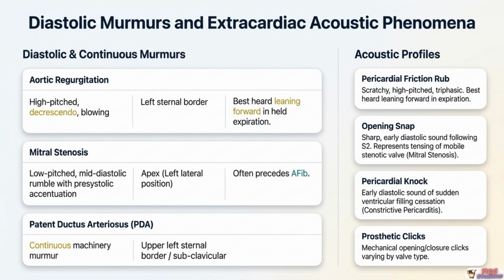A pericardial friction rub sounds scratchy, high-pitched, and triphasic, best heard leaning forward in expiration, signaling pericarditis. An opening snap is a sharp, early diastolic sound following S2, representing a still mobile but stenotic mitral valve tensing as it opens. A pericardial knock signals sudden cessation of ventricular filling in constrictive pericarditis. And prosthetic valve clicks vary in quality depending on the specific valve type implanted.